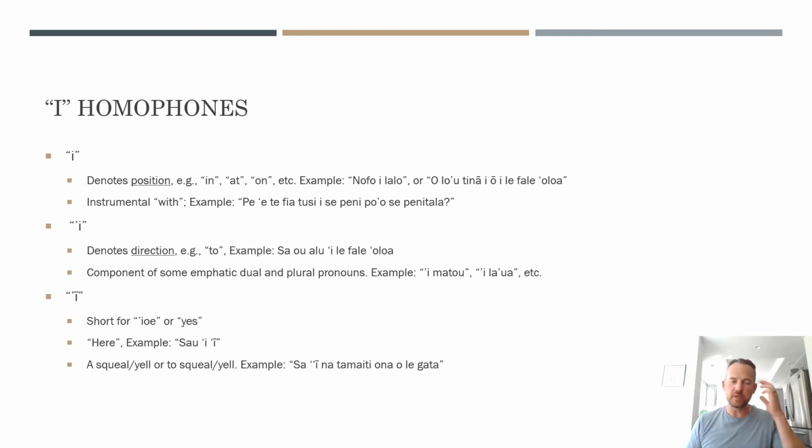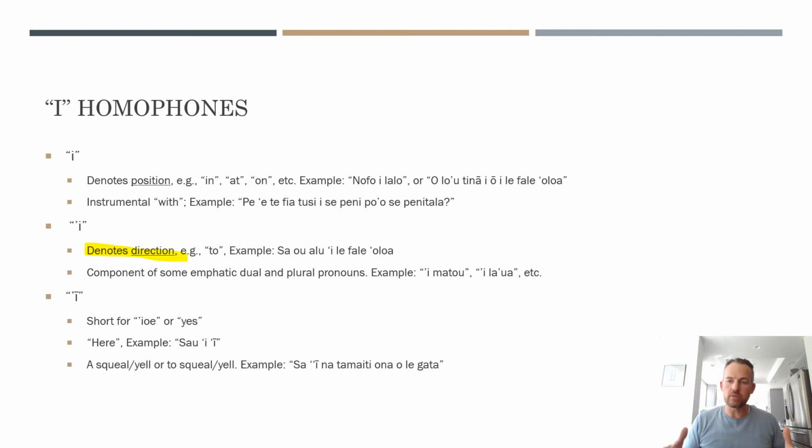So for example, someone might say to you, "Sa'u i." That's kind of confusing because I've got two of these right next to each other. So this first letter I is the one that's denoting direction, like I mentioned above here. The second letter I is actually the demonstrative here.